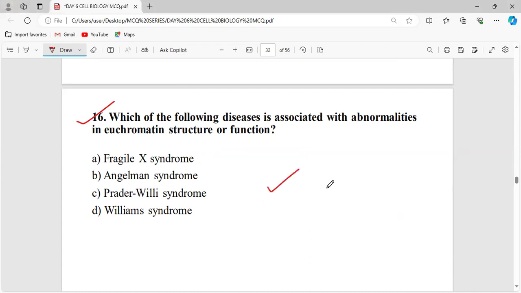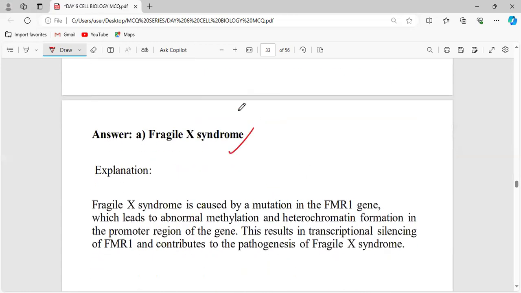Hello, answer this question. Which disease is associated with abnormalities in euchromatin structure or function? That will be Fragile X syndrome. Okay, Fragile X syndrome is the correct answer, as it has a mutation in the FMR1 gene, which leads to abnormal methylation and heterochromatin formation in the promoter region of the gene. This results in transcriptional silencing, and the mutation in this gene results in Fragile X chromosome.